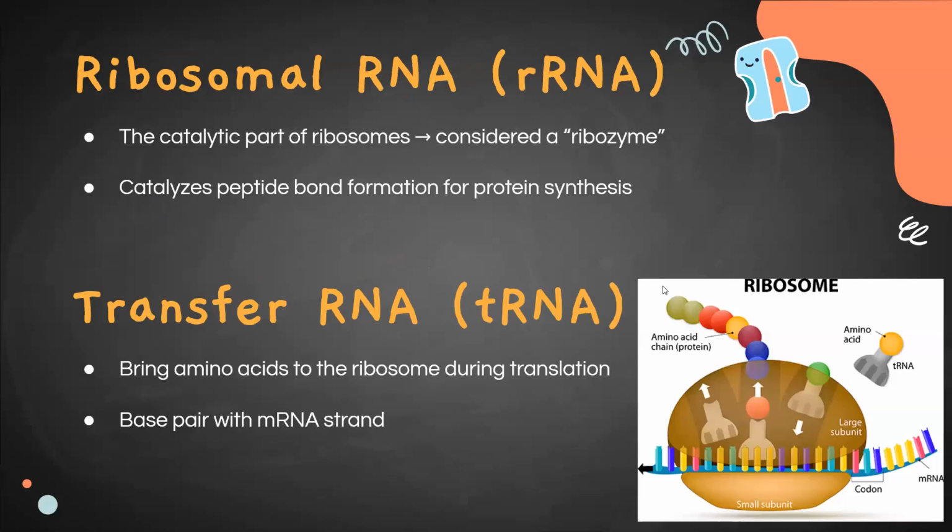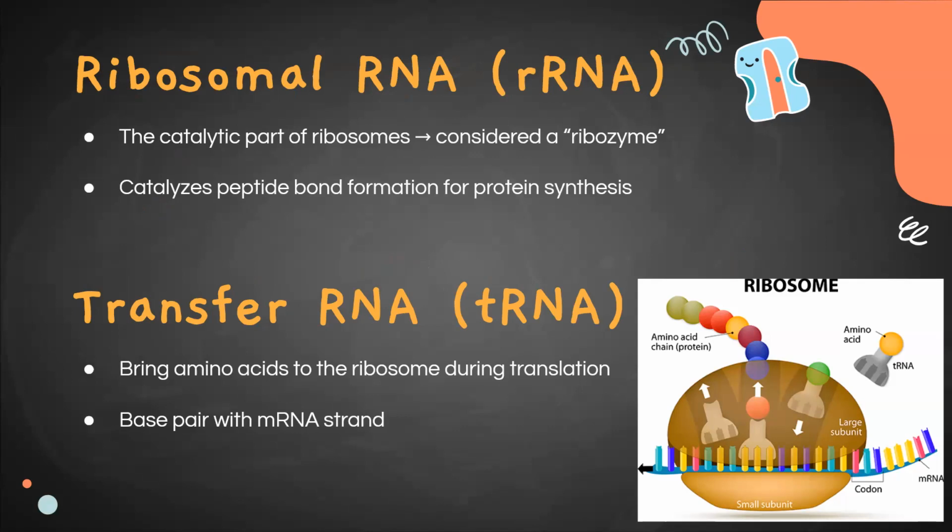We have ribosomal RNA. As we know, the ribosome is made up of RNA, more specifically ribosomal RNA. The whole point of rRNA is to catalyze peptide bond formation in protein synthesis. Essentially, we'll get into tRNA in a second, but these tRNAs are going to bring amino acids into the ribosome, and the ribosome's job is to create a peptide bond between these amino acids in order to create a chain.